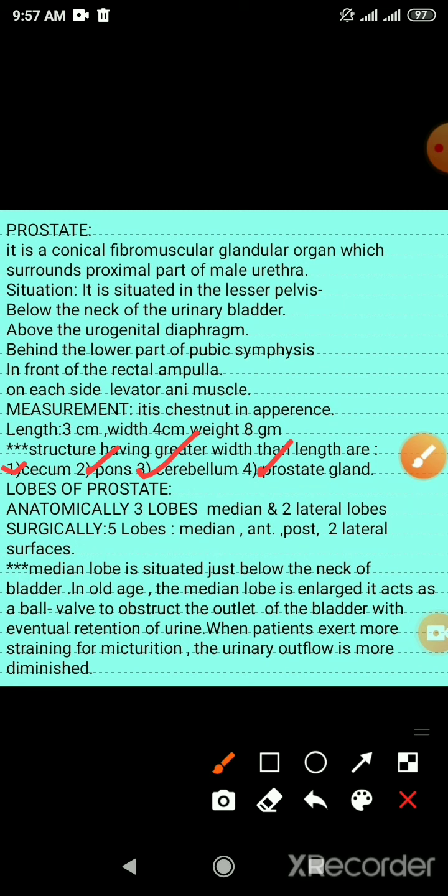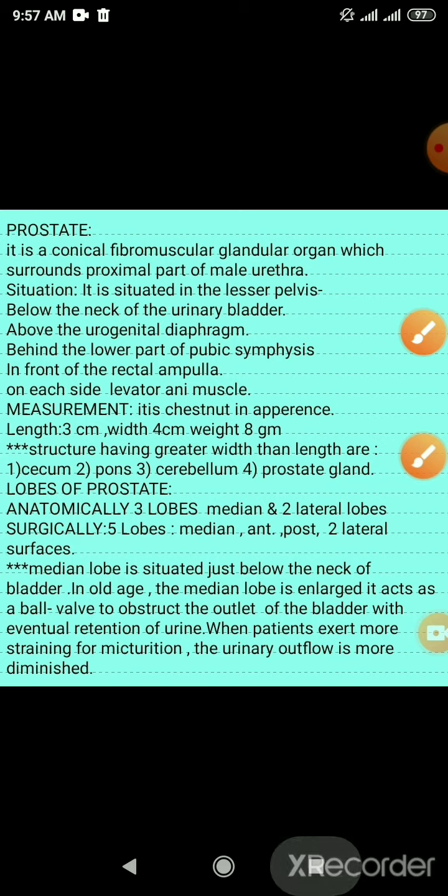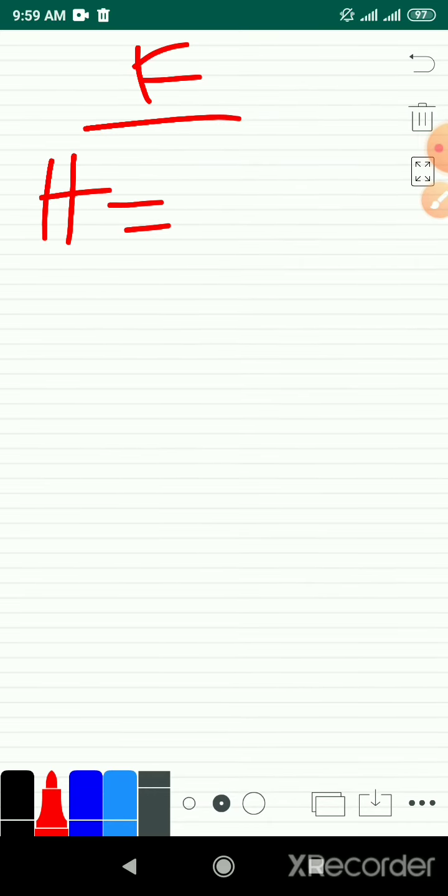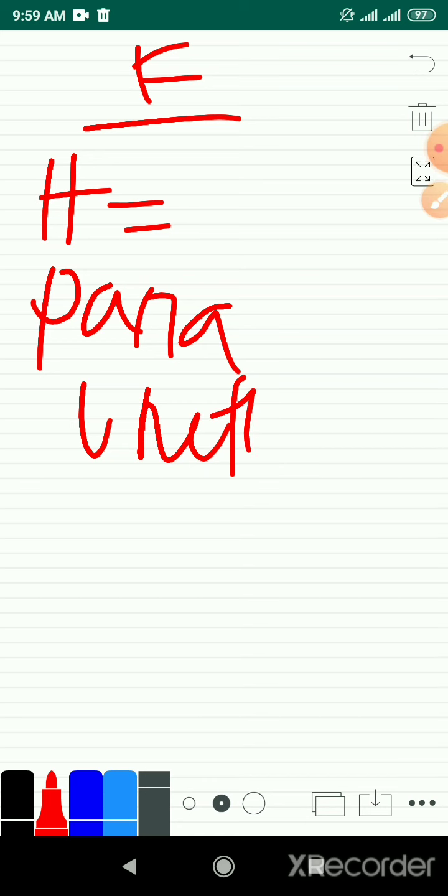Now, come to what are the functions of the prostate. So we are talking about the prostate. It is a gland and it corresponds with the paraurethral glands of the female. That means in female, the homologous part of this prostate gland is the paraurethral gland.